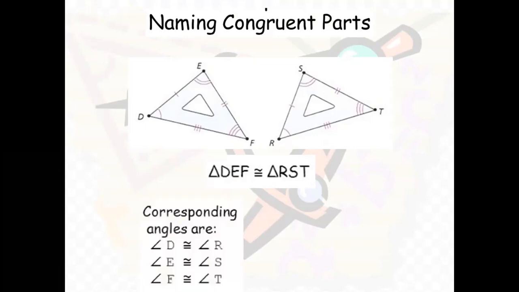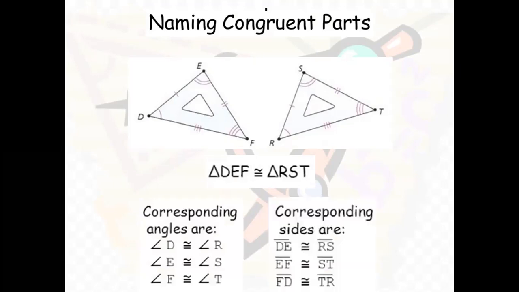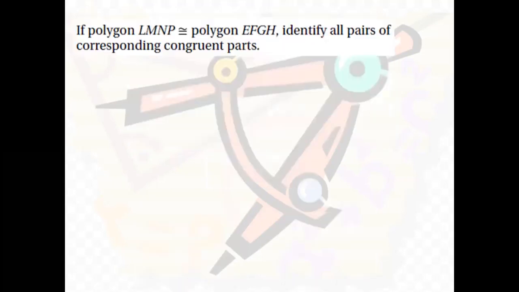So these are all the corresponding angles. We have already discussed them, and these are all the corresponding sides. We have also discussed these angles and sides already. Now, if polygon LMNP is congruent to EFGH, identify all pairs of congruent parts. So there's a polygon, one polygon is LMNP and another polygon is EFGH. So how do you identify all the pairs of angles and the sides?